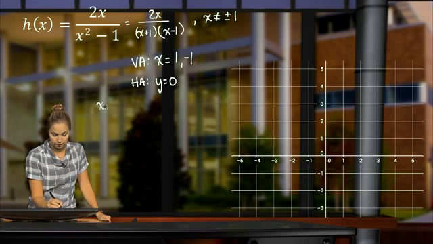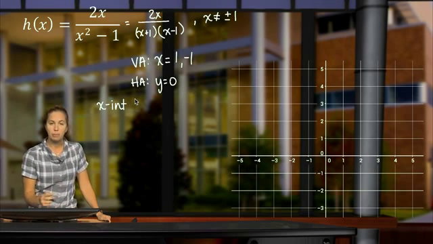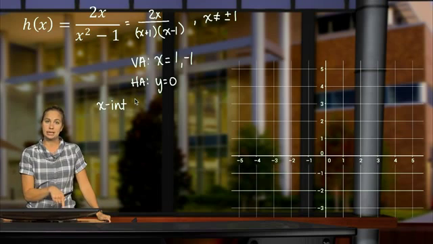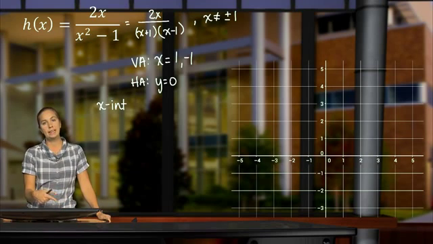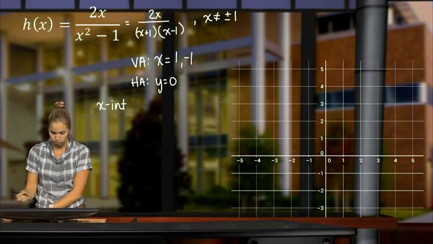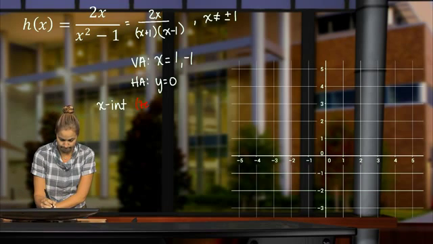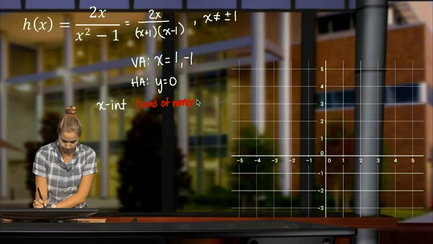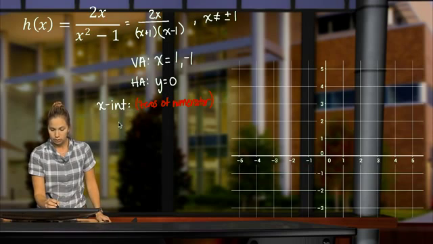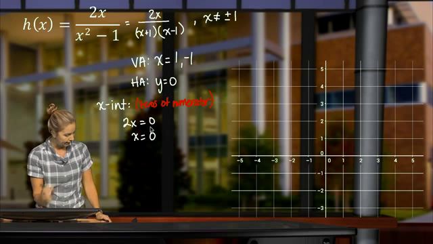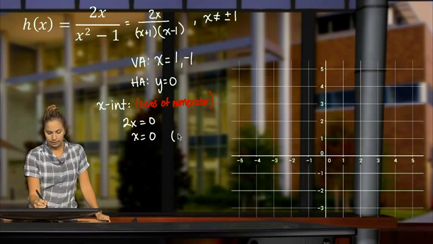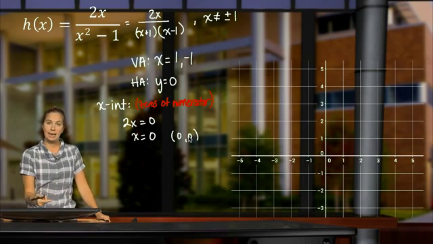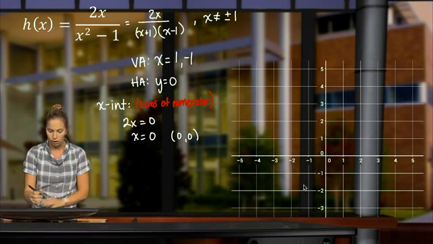To find our x-intercepts, remember we generalized in the previous example that finding our x-intercepts is just finding the zeros of your numerator. So to find our x-intercepts, that's where 2x equals 0, or x equals 0. So our x-intercept is (0, 0). And once again, since this is at the origin, this is also our y-intercept.